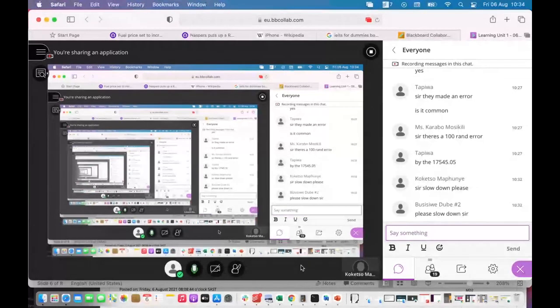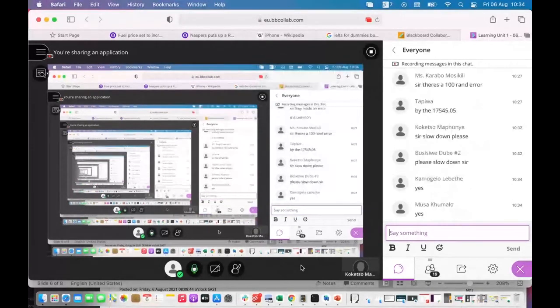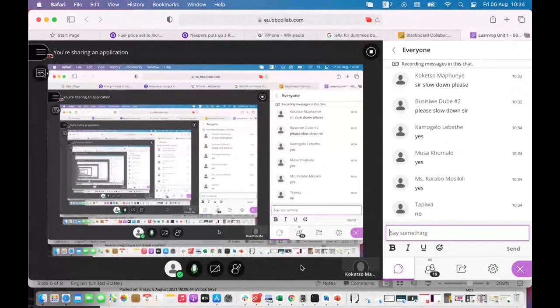We look for that 293 rand 94 cents, and somebody tell me in the chat, is it there in the bank statement? Can we tick this amount off? Yes, it is there. I see it, Tapua, and a few others on the 14th. So we tick it off, and then we go back.